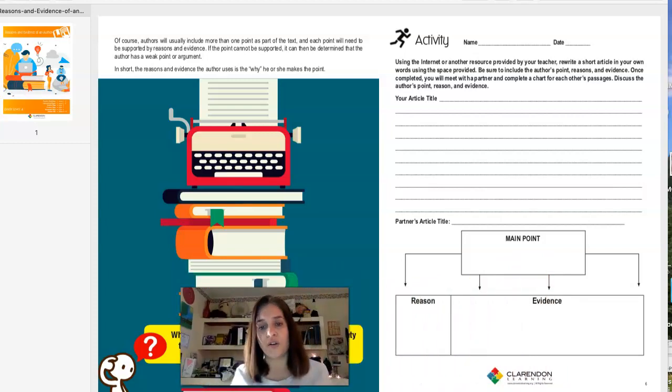Now, it says your article and your partner's article, and we obviously can't do that in this situation, but you could run this by a parent. I would work with a parent, if they have time, or work with a bigger brother or sister, or could you FaceTime, or could you message a friend? But I want you to think about a short article in your own words. You're the author, and you have to include your main point. What reasons do you have to support it? And what evidence do you have to back it up? What facts to back it?